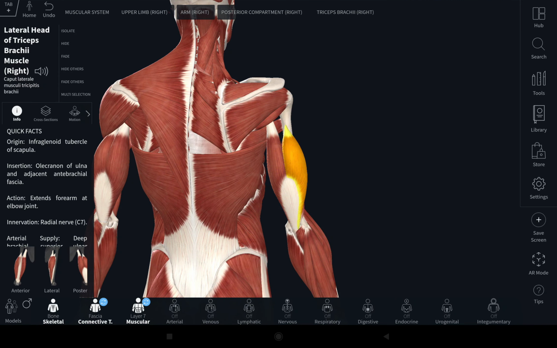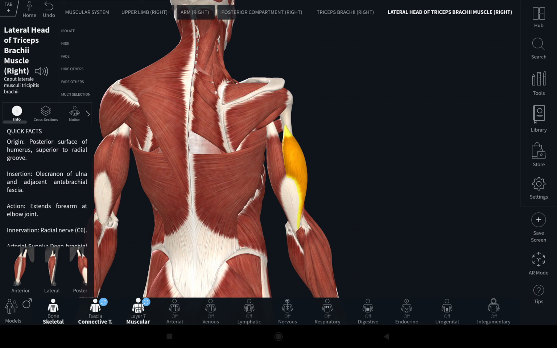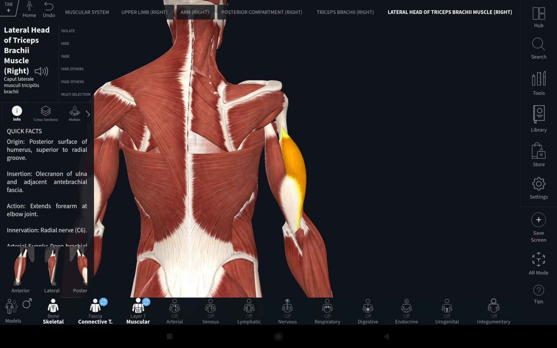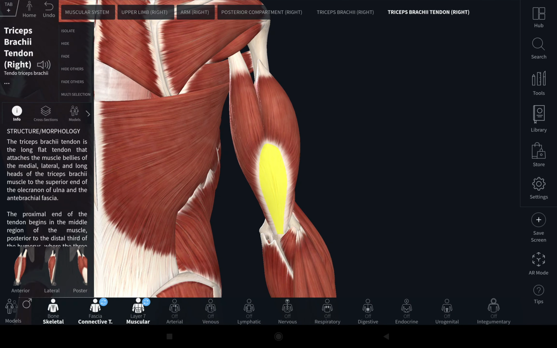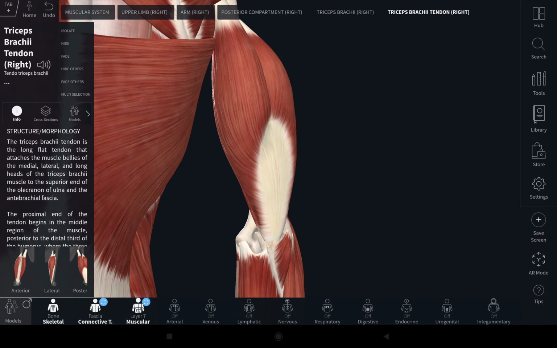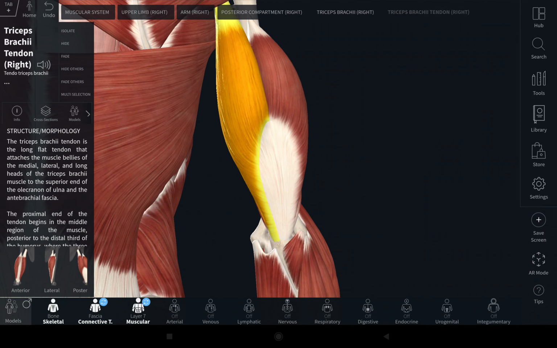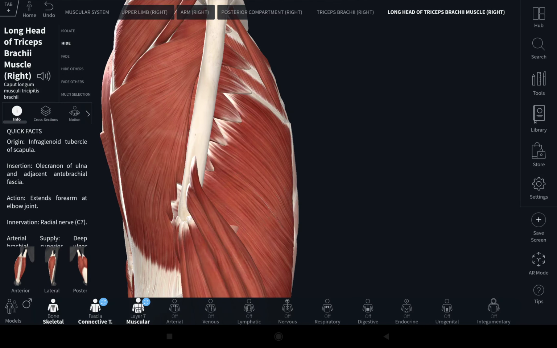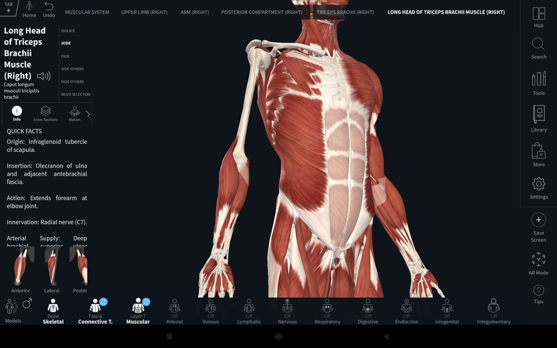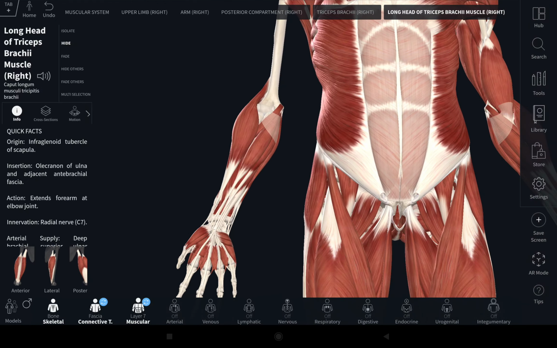We remove the triceps muscle. This is the triceps brachii tendon. This tendon is the triceps brachii tendon. We remove the triceps muscle. Then the muscles of the forearm.